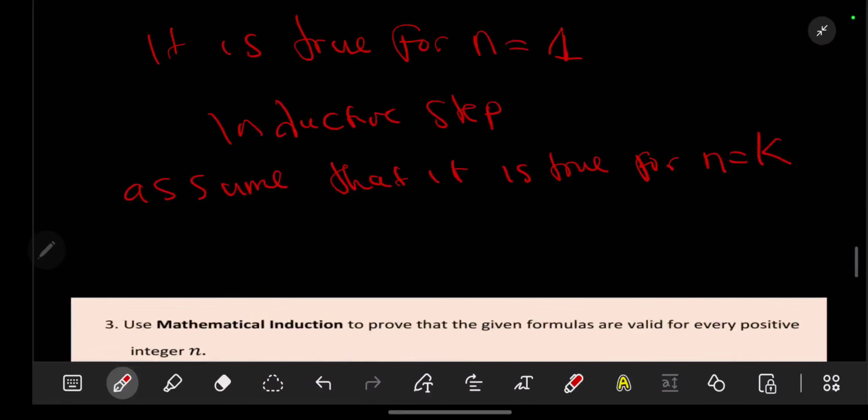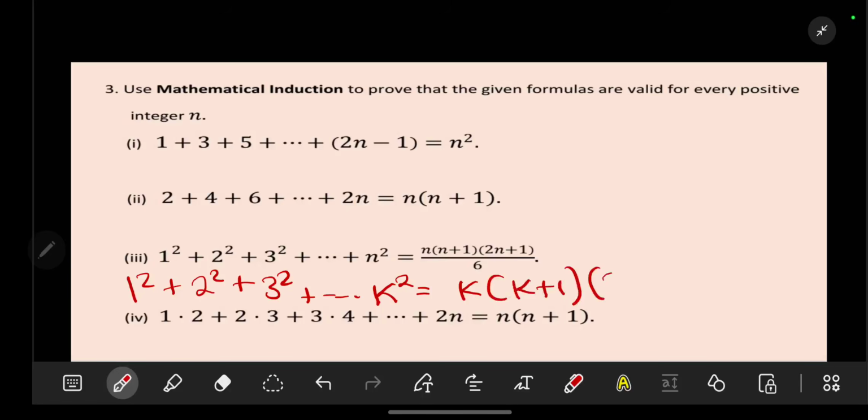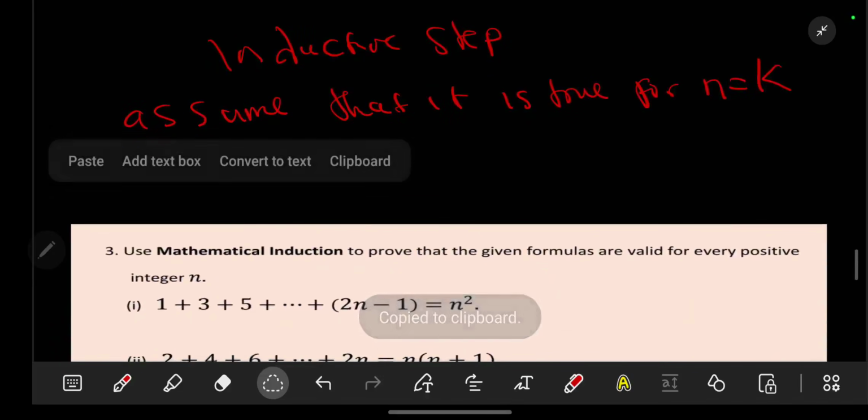That means that you are going to say this whole equation, let me just write it so that I can lift it: 1 squared plus our 2 squared plus our 3 squared plus our dots. Where there is n, you put k squared should be equal to k open brackets k plus 1, then you have your 2k plus 1, then you have over your 6. So this is the equation that is required. With this equation, you are going to put it here.